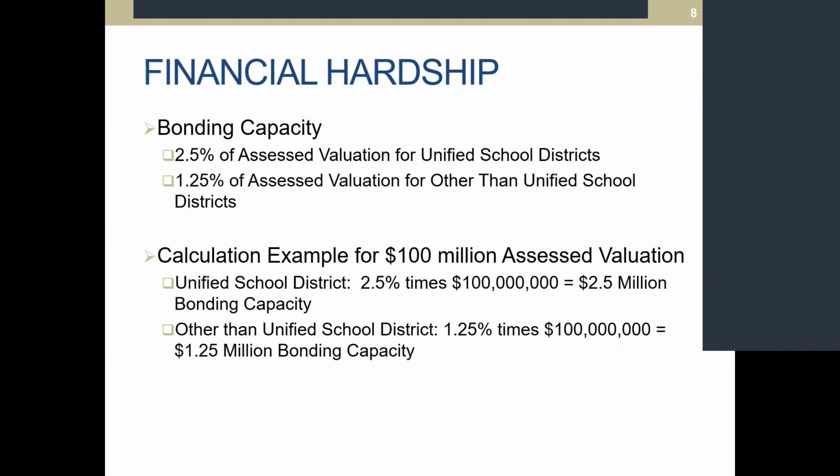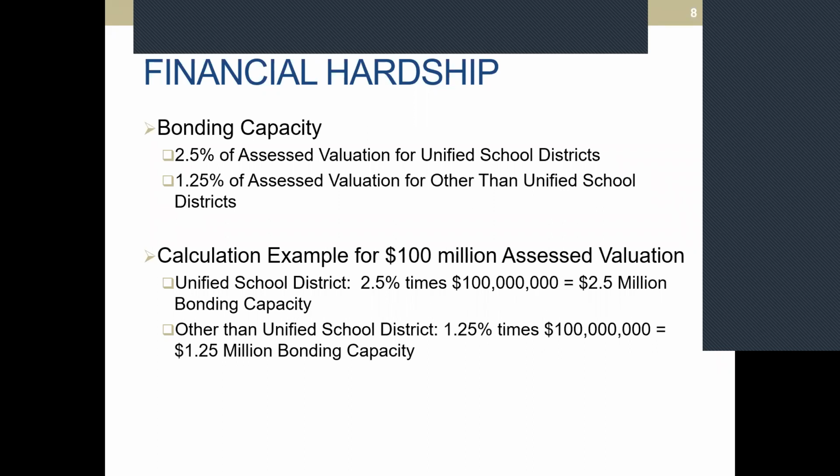Okay, here's one example of the ways that a district can qualify for financial hardship status and how we calculate that. This one has to do with bonding capacity. For bonding capacity, we need the district's total assessed valuation, the most recent one. Usually those assessed valuations are released in August, and we just need the most recent one. We take that assessed valuation, multiply it by 2.5% for unified districts, or 1.25% for all other districts, to come up with a district's total bonding capacity.